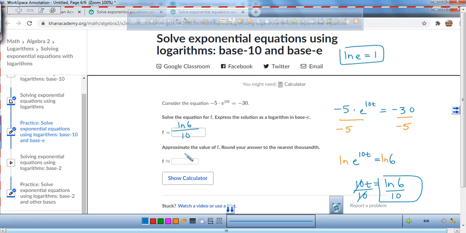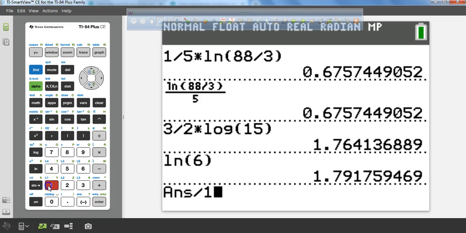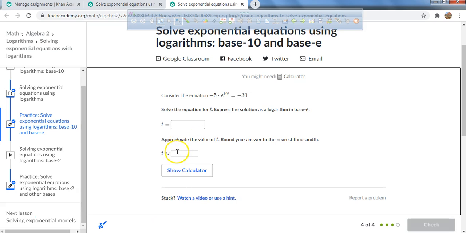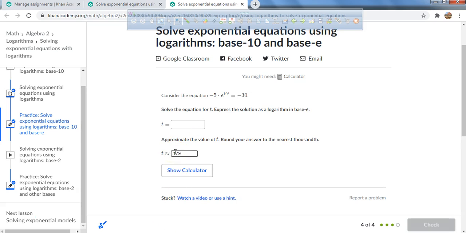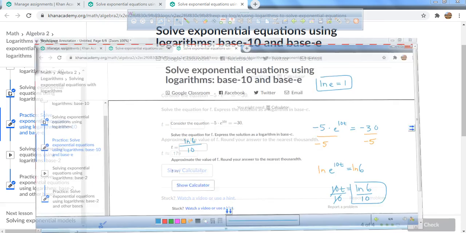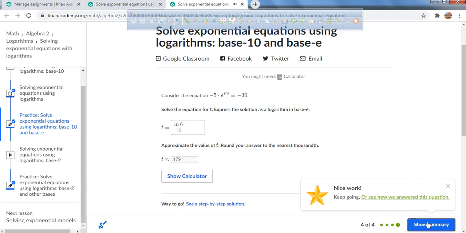And my approximate answer is, what did I write down? The natural log of 6 over 10. Natural log of 6, enter, divided by 10, enter: 0.179. And our exact answer was the natural log of 6 over 10. Nailed it, 100%. That's how you do it.